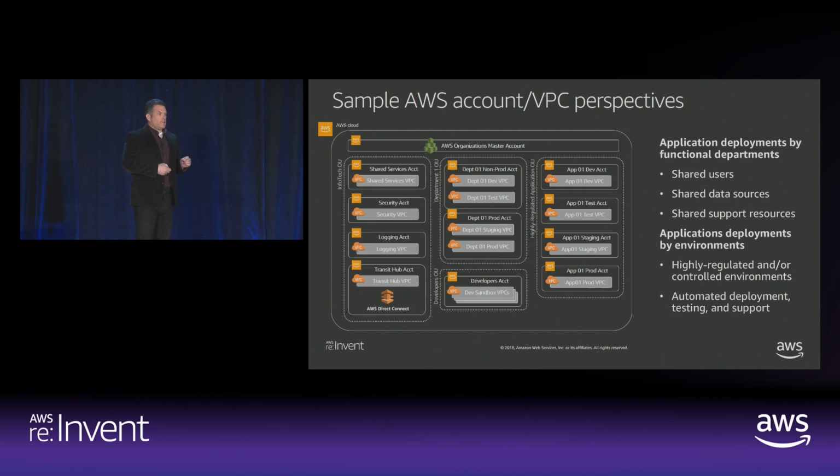Application deployments by environment: highly regulated or controlled environments, where automated deployment, testing, and support functions are required. In the customer example we're going to show you, they follow a much more granular approach. There's an account with VPCs deployed into that account, all by environment, with the appropriate gated controls that are necessary. Then wide area networking, again, transit hub, right? So we deploy all this stuff. How do we get it connected? We're going to show a couple of perspectives that enable us to do that programmatically.